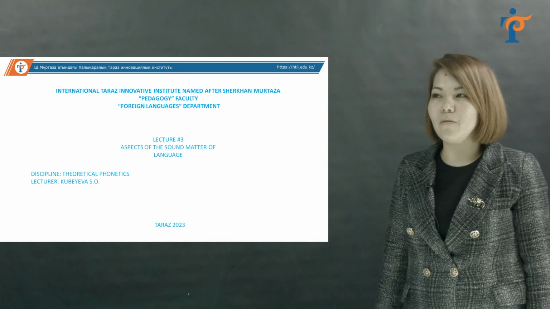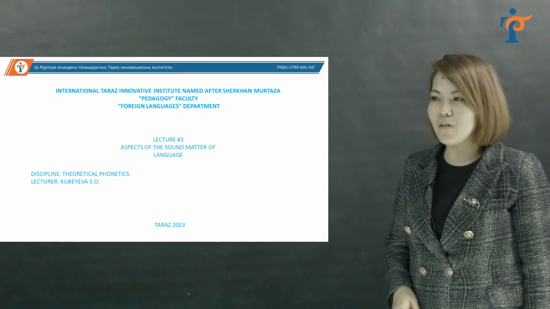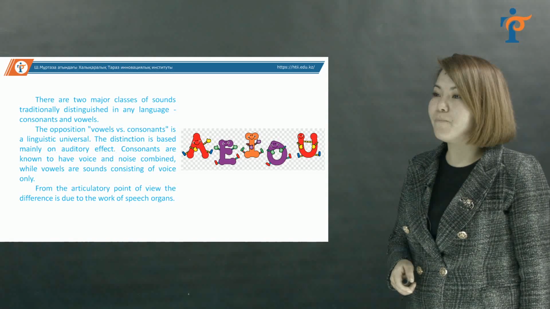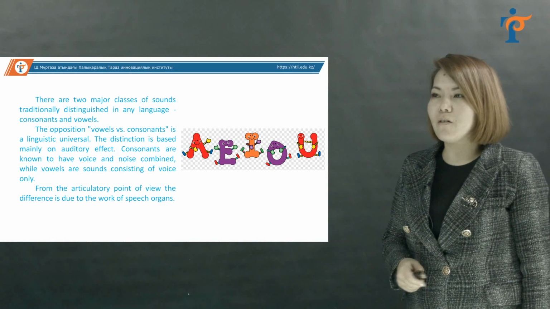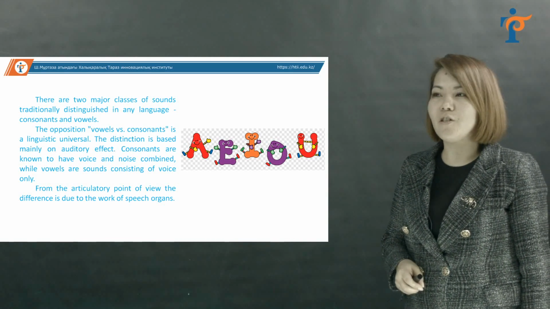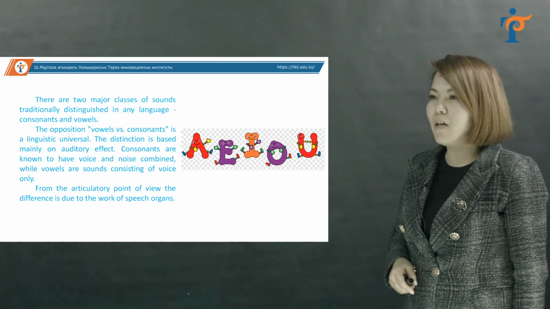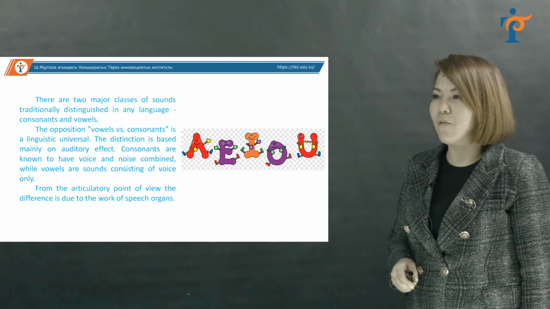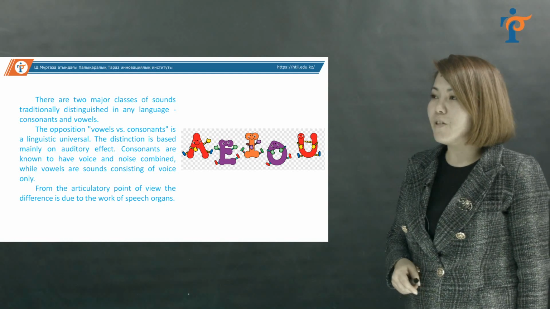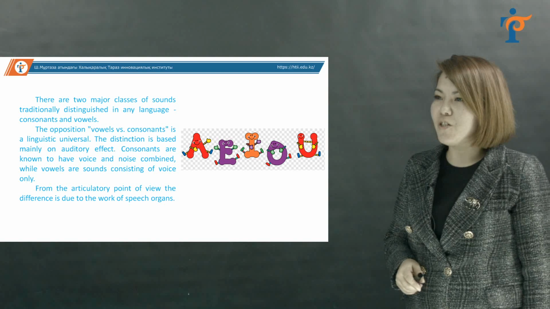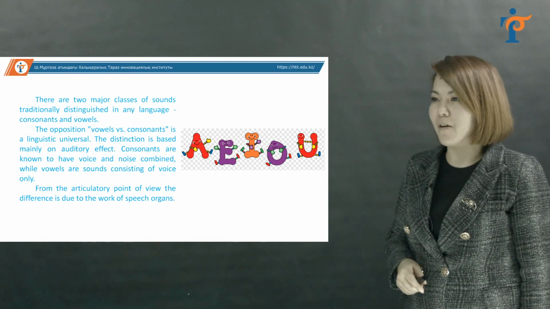Today we have lecture number 3, Aspects of the Sound Matter of Language. There are two major classes of sounds traditionally distinguished in any language. They are consonants and vowels. The opposition of vowels versus consonants is a linguistic universal. The distinction is based mainly on auditory effect.